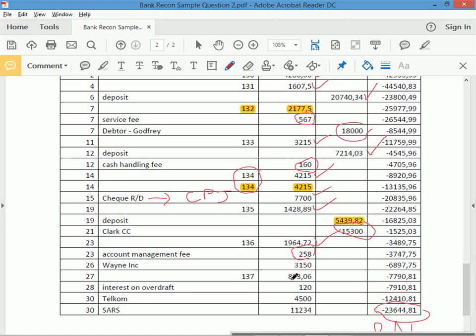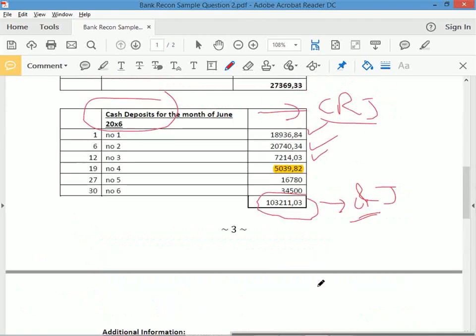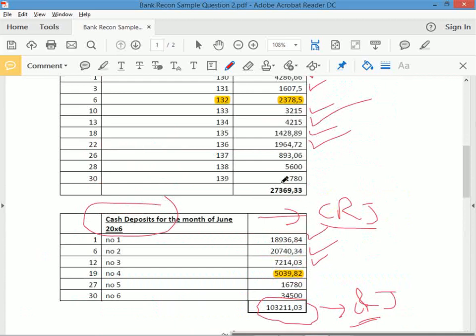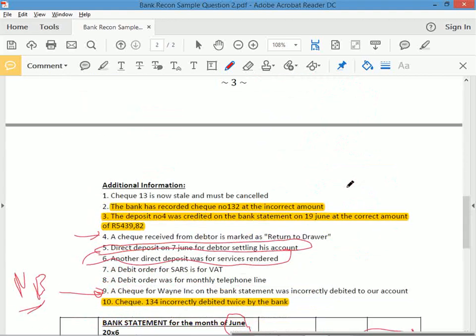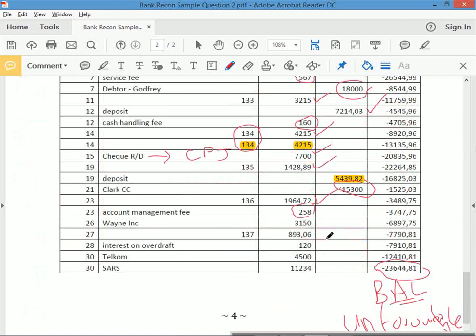On the 27th, we have another payment, 137. This was for 893.06. We would want to check that with my payments. Is it there? Yes, it is. 893.06 is there. Tick, tick. Go back, look at the next line item.